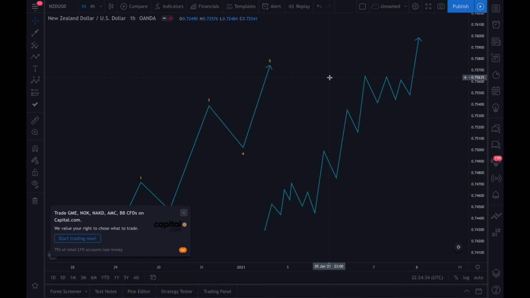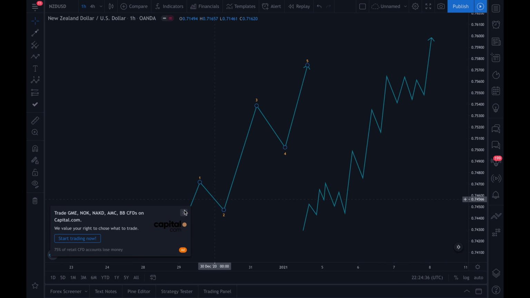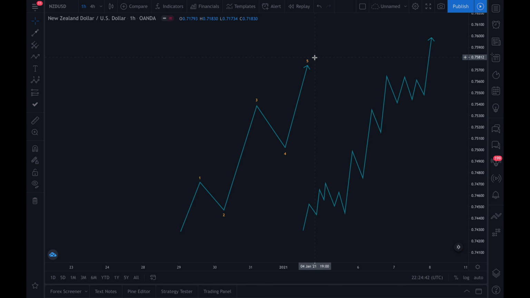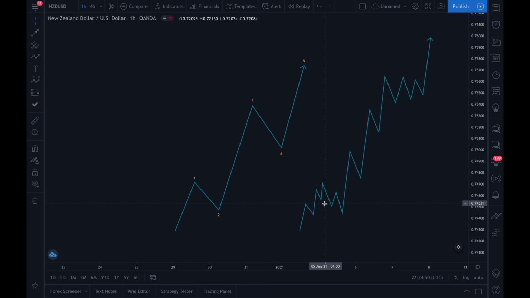So what is all this? You're never going to see the market behave like this. You're not just going to see wave 1, wave 2, wave 3, wave 4, wave 5. It's never going to be like that. It's going to be like this. It's going to be more confusing. You're never going to see very basic price points.